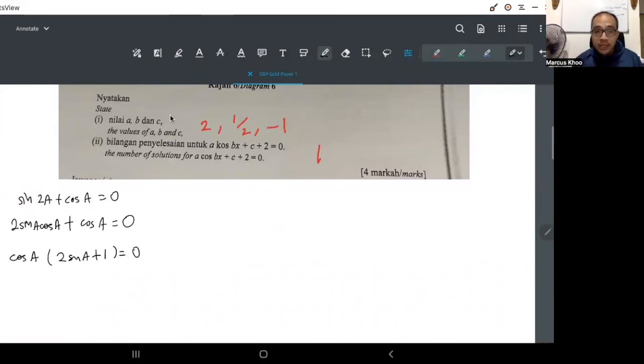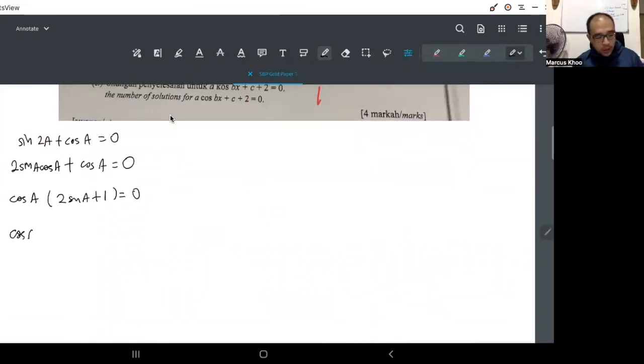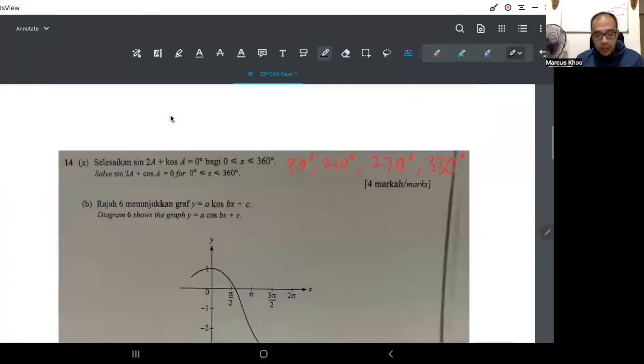So once I factorize this out, I will get cos A equals to 0 and sine A equals to negative half. Okay, cos A equals to 0 is a special angle. There's no quadrant for this, unfortunately. So you have to remember this. This will give you the answer 90 and 270.